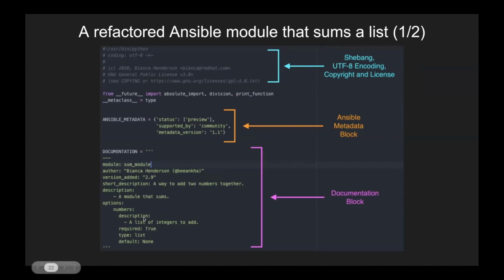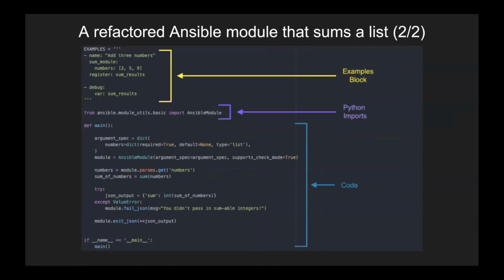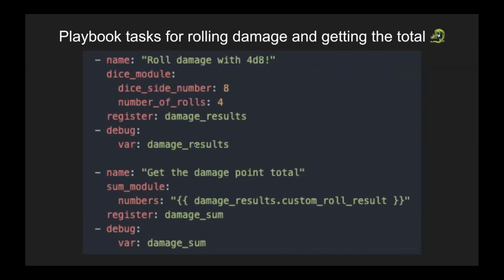So here it is. I just changed it from 2 arguments to 1, and it is in list format. So when you run that previous D20 module, you take that and output it into a list, and then register it to a variable, which this module that now adds multiple numbers is going to pick up and add for you. As you can see here, there's a list 3, 5, and 9. That's just an example. In our case, we're going to roll it as a variable, as you see here. So damage results: we're going to roll 4 d8s and then get the damage total here.